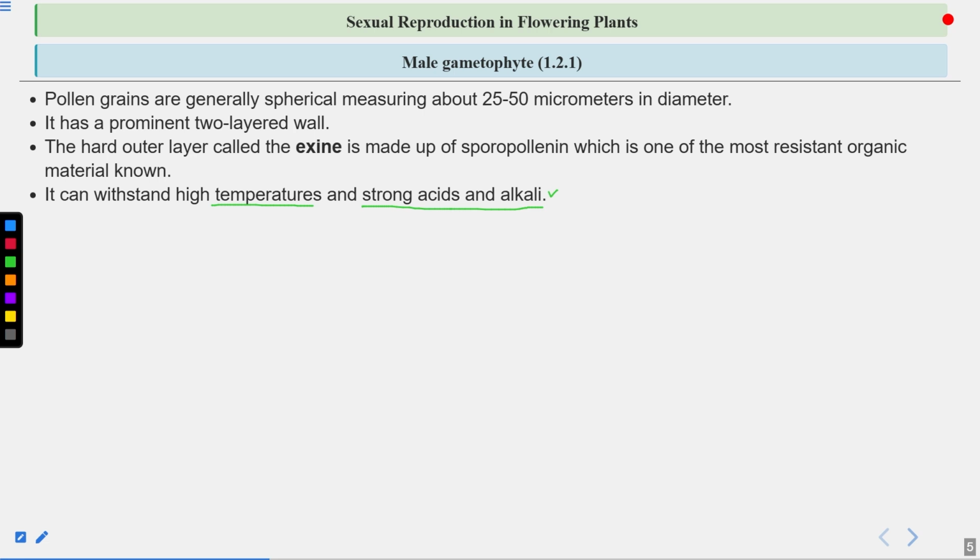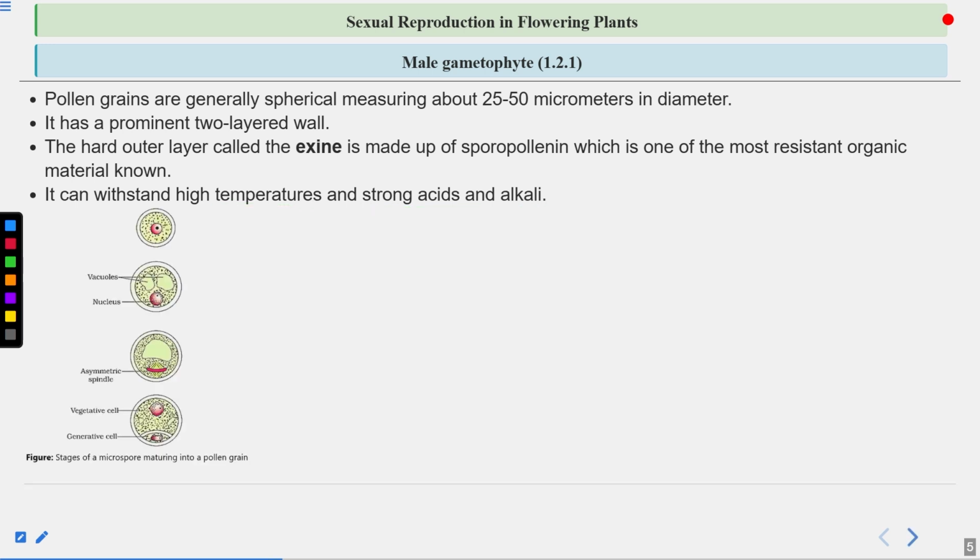If you treat it with alkali, it will not destroy the sporopollenin. If you treat it with alkali or acid, or keep it at a very high or a low temperature, there will be no effect on the sporopollenin. It is such a hard substance. In fact, it is the most resistant organic material known, right? Very important point. So here you can see the structure of the microspore, or you can say a pollen grain, right? We will see.